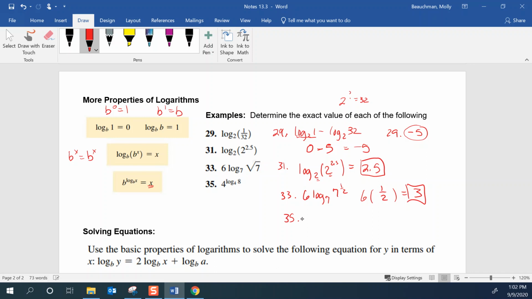Last, 4 to the log base 4 of 8 follows this last property, the pattern. b to the log base b of x is x. 4 to the log base 4 of 8 is 8.